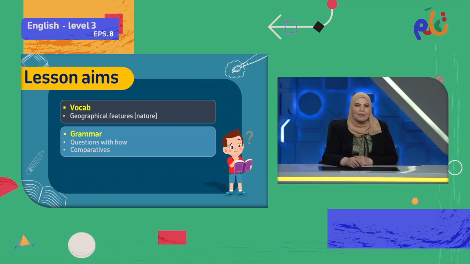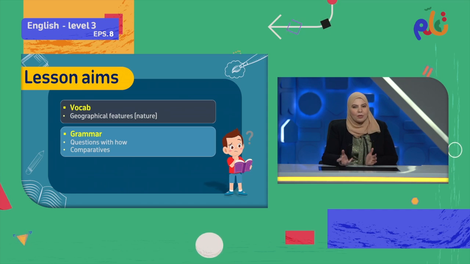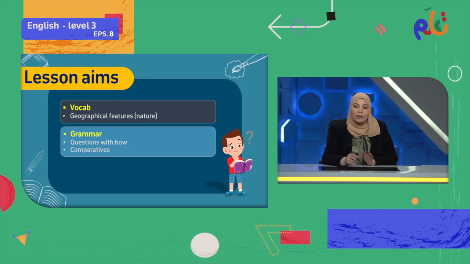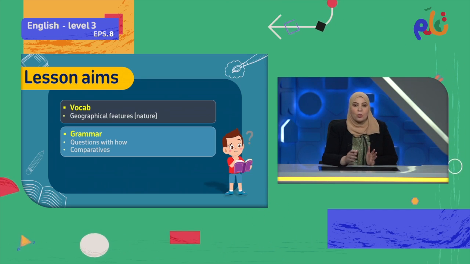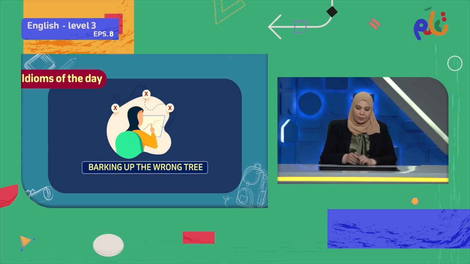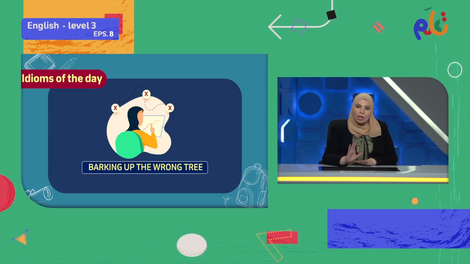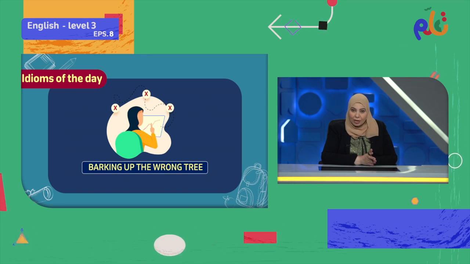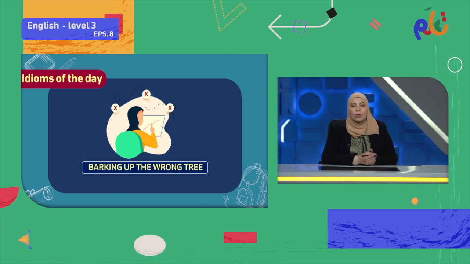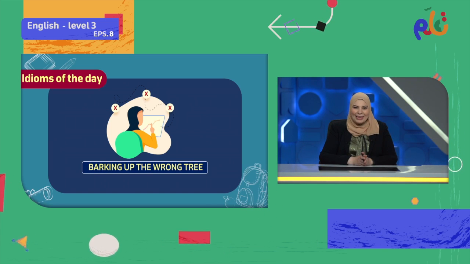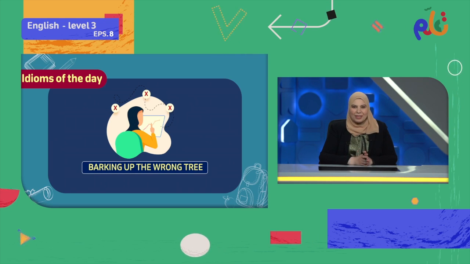So for today, the first thing that we're going to look at is vocabulary. And for our today's vocabulary, we're going to learn geographical features for nature. So we're going to speak about natural elements that we have in our world. And we're also going to learn grammar. So for grammar, we're going to have questions with how. And we're going to look at comparatives, how we can make comparisons between two different words.